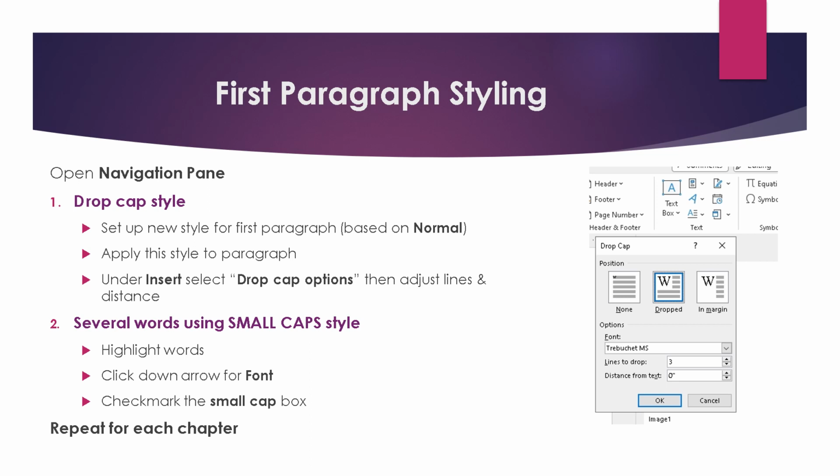Click OK when done. If you prefer to have several words using small cap style, highlight some words of your first paragraph. Click the down arrow for font on the home screen. Checkmark the small cap box. Click OK when done. These steps for drop cap or small caps must be repeated for each chapter.